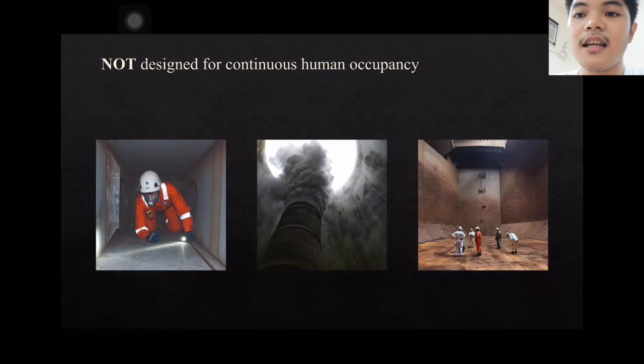Number 3. It is not designed for continuous human occupancy.